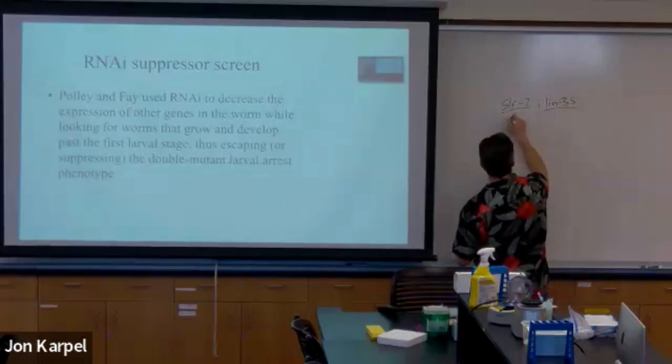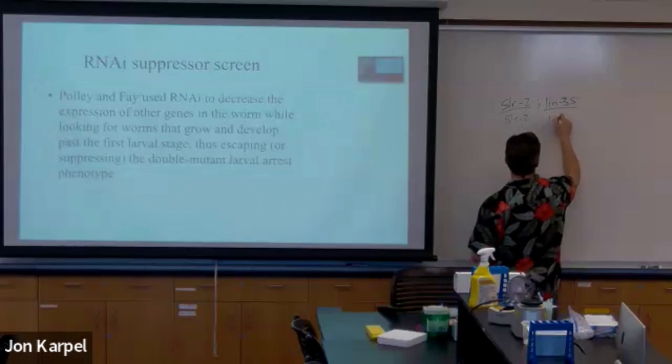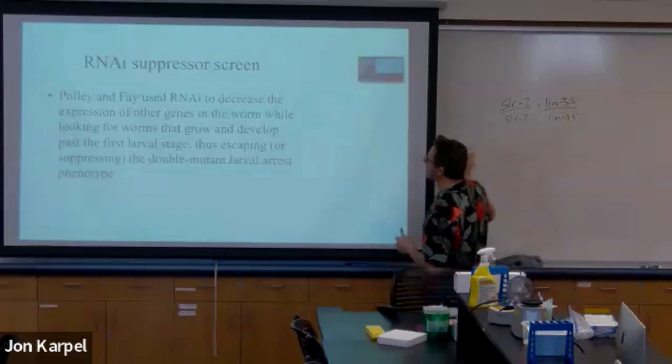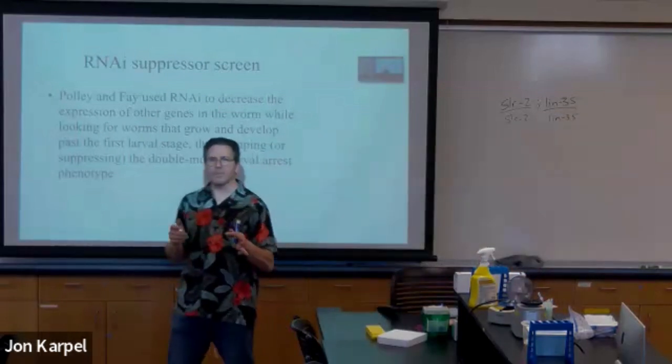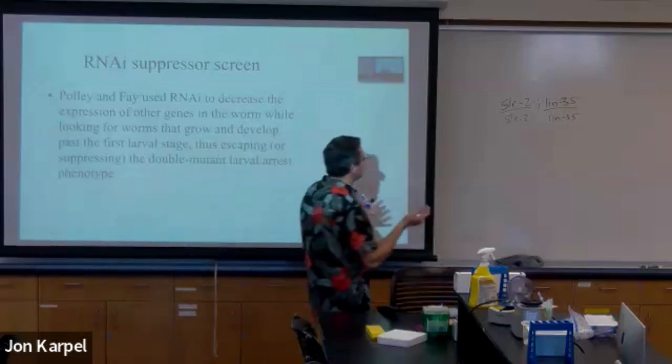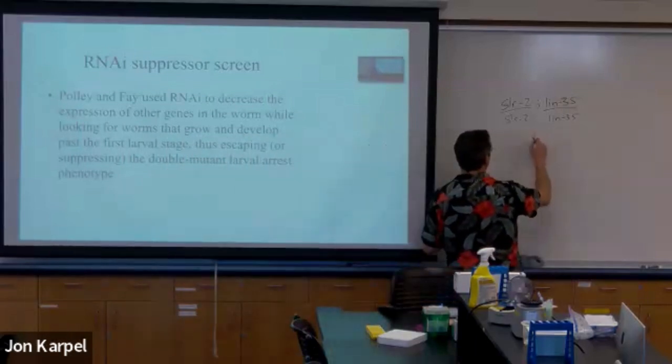And how it's written in C. elegans is you use lowercase letters. When you made this double mutant in the worms, they wouldn't grow past the L1 stage. So we have a growth defect.